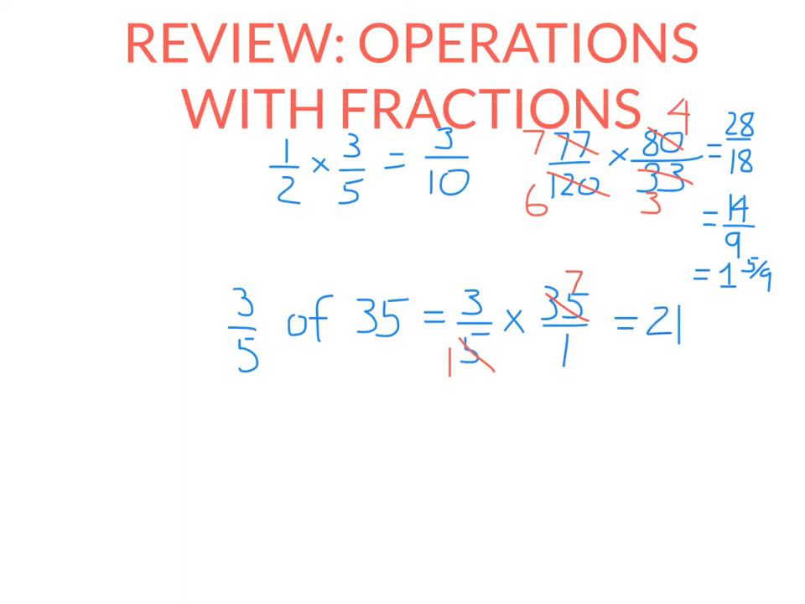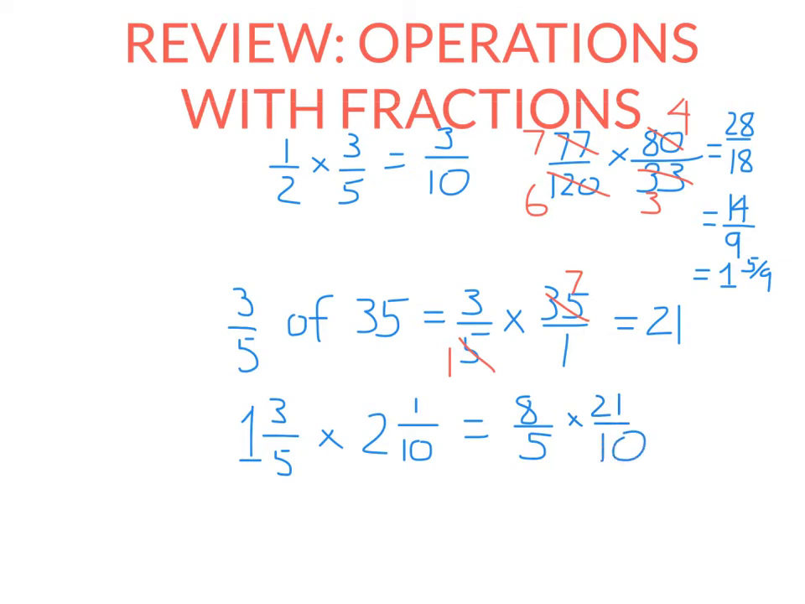Now, if you have mixed numbers, first convert them to improper fractions. So let's say I have 1 and 3/5 times 2 and 1/10. Each of these is a mixed number because it has a whole number part and a fraction part. So remember to convert to improper fractions. For the numerator, I go 1 times 5 plus 3 is 8, and I keep the same denominator. Here, I want to convert to an improper fraction. 2 times 10 is 20, plus 1 is 21, and I keep the same denominator.